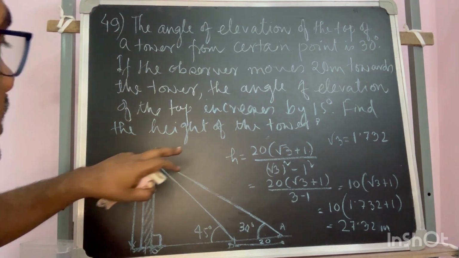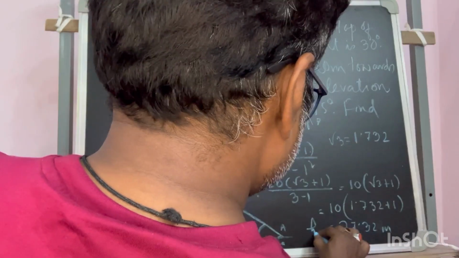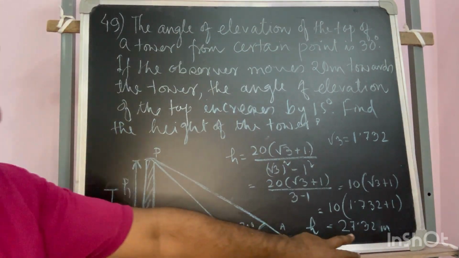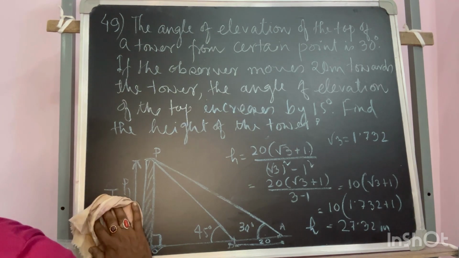So what is the ask of that? Height of the tower. So the height of the tower I have calculated, that is equal to h. So the height of the tower is 27.32. Understood? Okay. Let me move to the next problem.